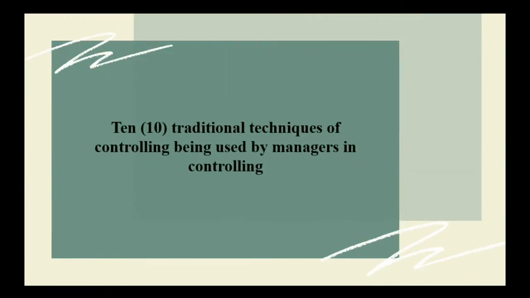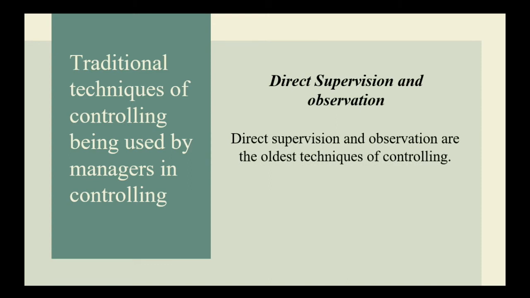And so let's proceed to the 10 traditional techniques of controlling being used by managers, namely, first, direct supervision and observation. Direct supervision and observation are the oldest techniques of controlling. The supervisor himself watches the employees and their work. This brings him in direct contact with the workers, so many problems are solved during supervision.